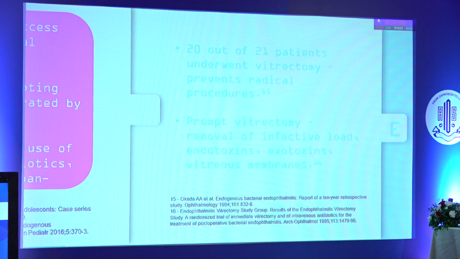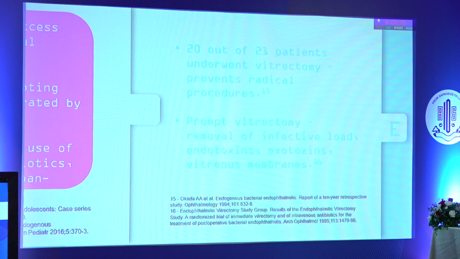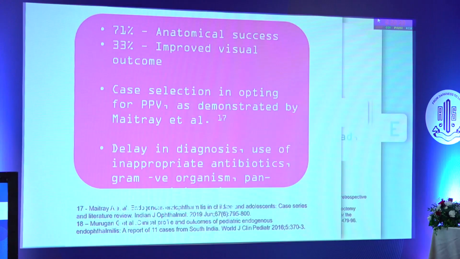20 out of our 21 patients underwent vitrectomy. Vitrectomy prevents radical procedures like evisceration or progression to panophthalmitis later. That is why vitrectomy is preferred. Prompt vitrectomy leads to removal of the infective load, endotoxins, exotoxins, and vitreous membranes in the infected eye. 71% in our case had anatomical success, while 33% had improved visual outcome.